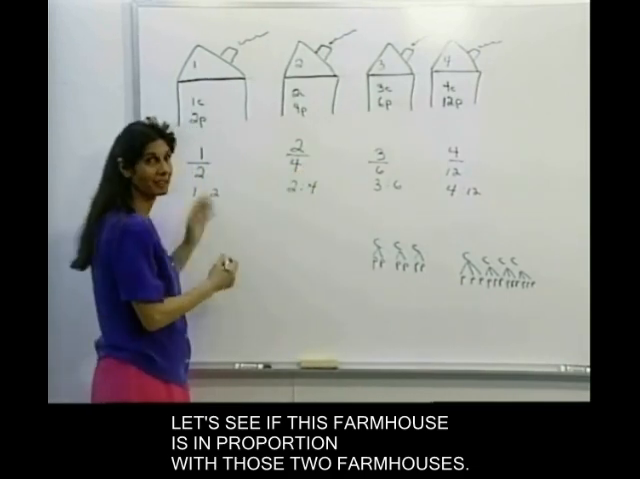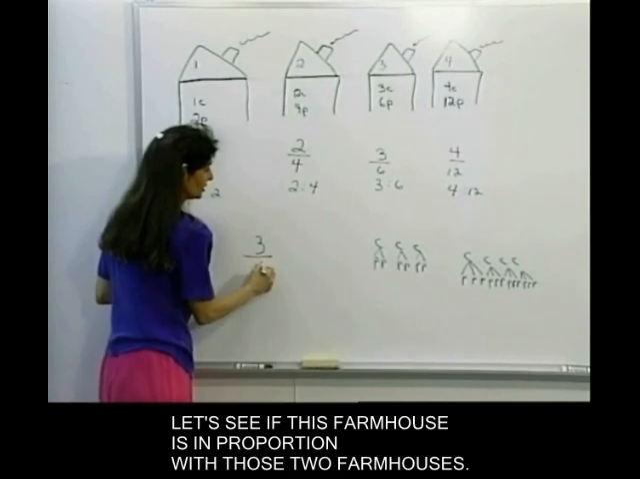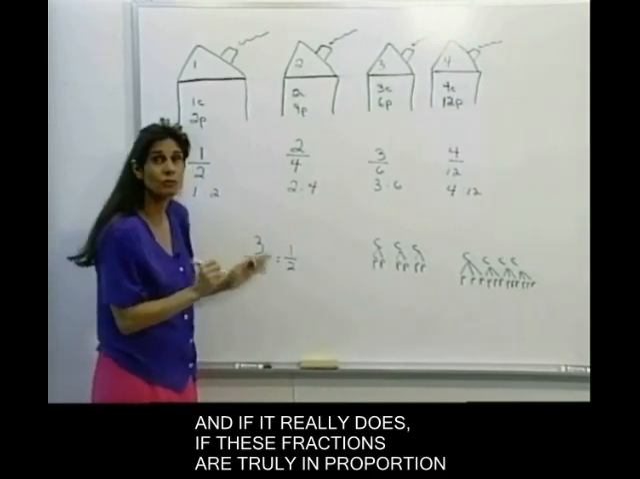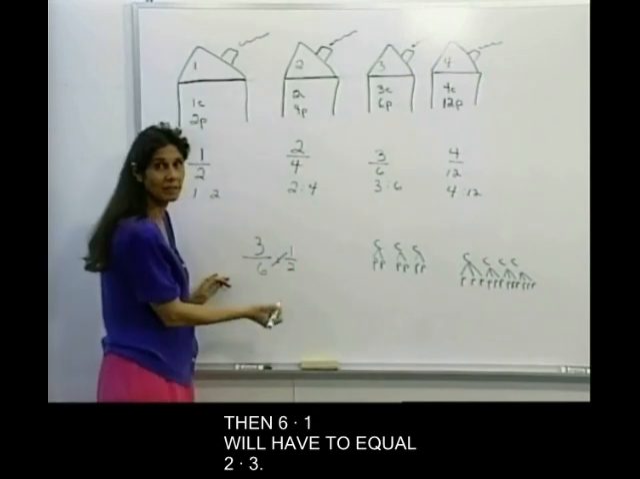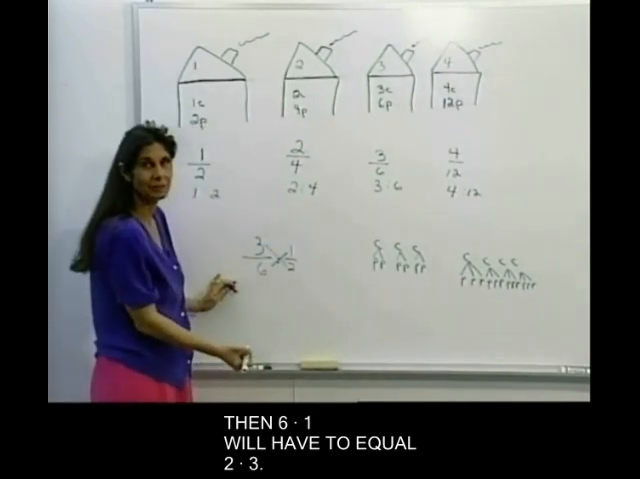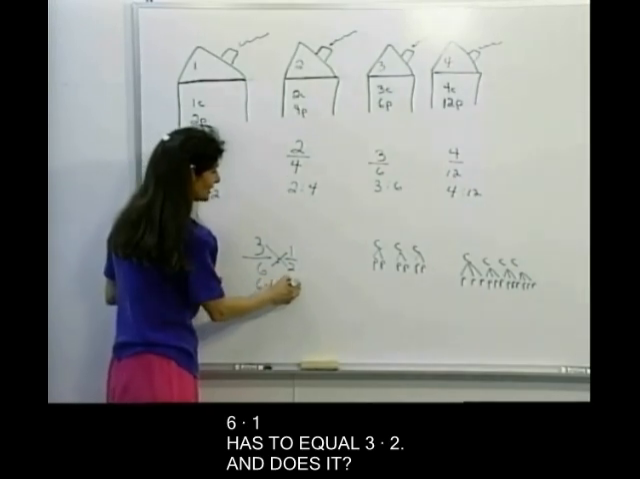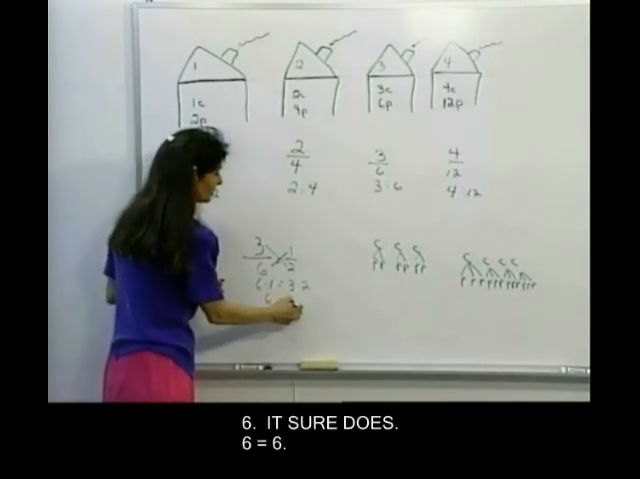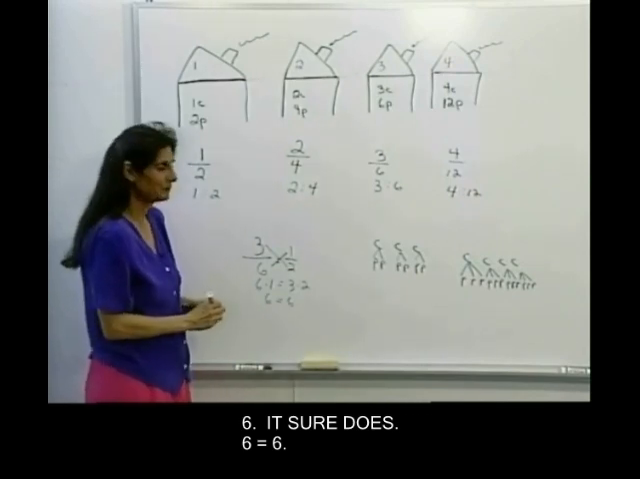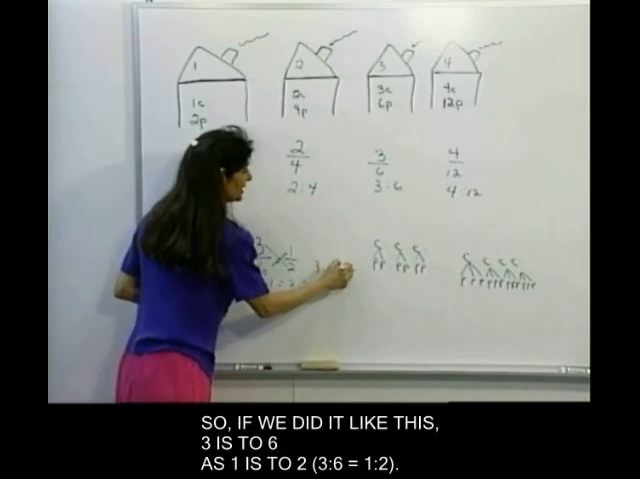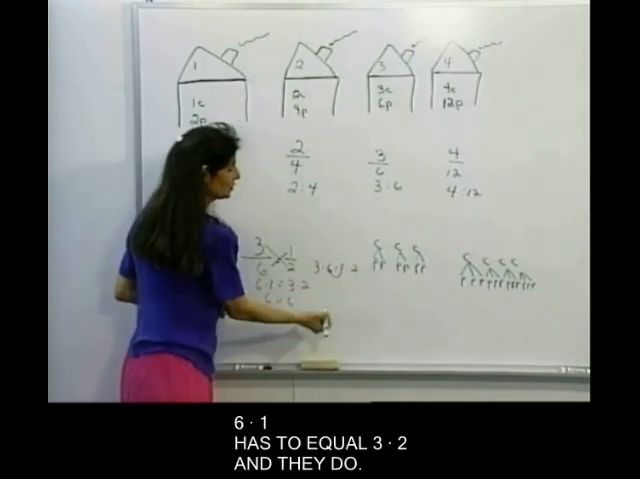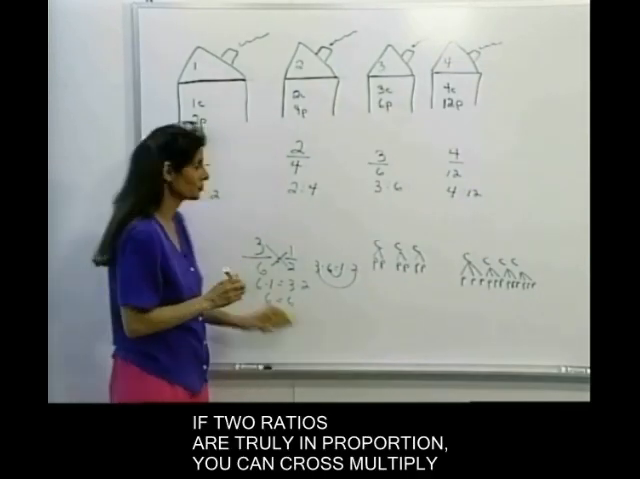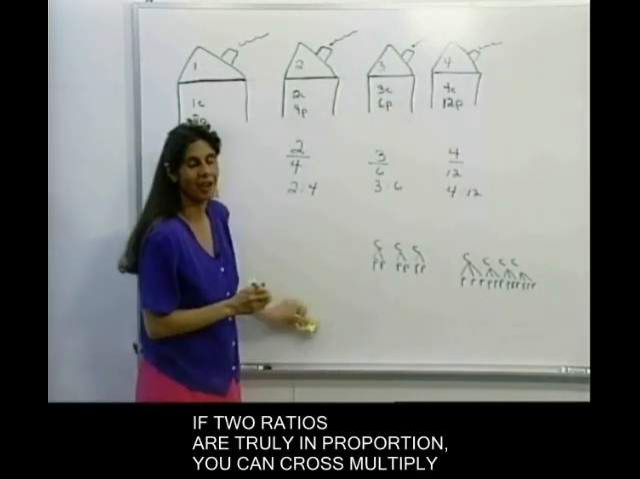Let's see if this farmhouse is in proportion with those two farmhouses. Does 3/6 equal 1/2? Sure it does. And if these fractions are truly in proportion, then 6 times 1 will have to equal 2 times 3. Does it? 6 equals 6. And if we did it like this, 3 is to 6 as 1 is to 2, 6 times 1 has to equal 3 times 2. And they do. If two ratios are truly in proportion, you can cross multiply and they will be equal.